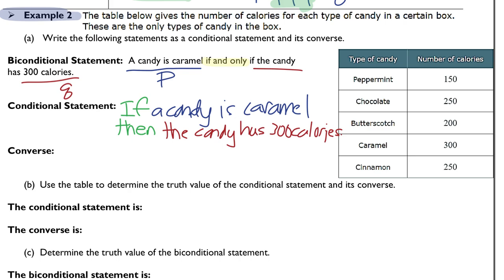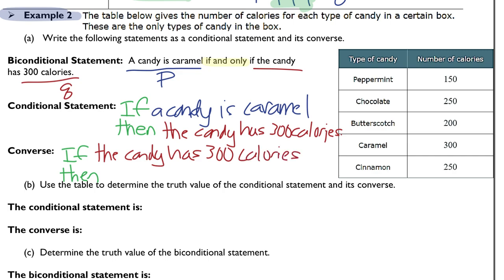And then what we have to do next is we're actually going to flip these around. So we're going to do if and then again, but we're going to now write: if the candy has 300 calories, then the candy, then it is caramel. So that would be my converse. It's just taking the red part, putting it first versus last. So remember, converse, flip it around.